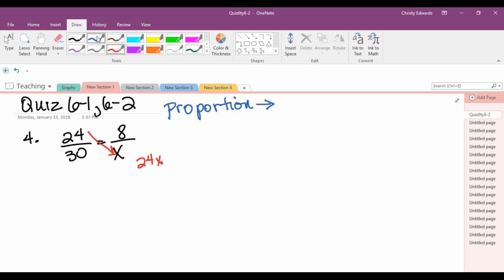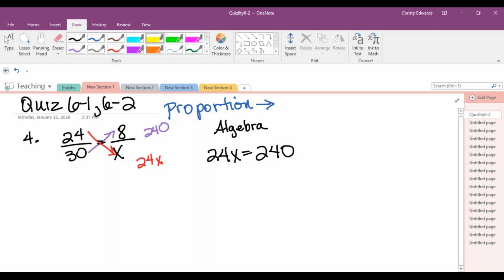24x, which is 24 times x, is equal to 30 times 8, which is 240. Now, how is that helpful? Because you can set up an algebra problem, can't you? 24x equals 240. That's an algebra problem that's only going to take one step to get x alone. What's the step? If x is being multiplied by 24, what do we need to do to get rid of multiplying by 24? Divide. Exactly, Jack and Aiden and Nathan and Sam.